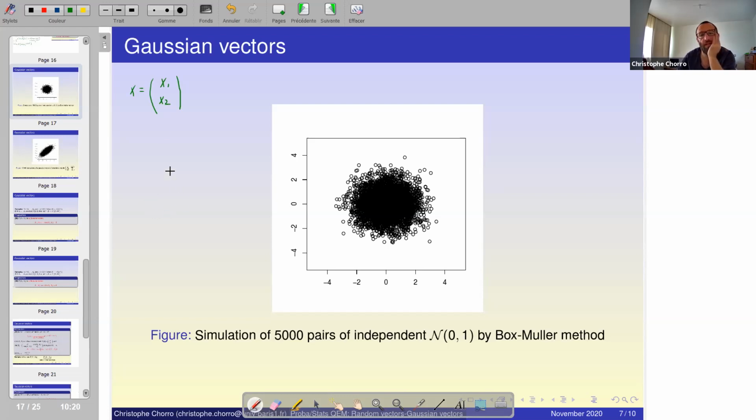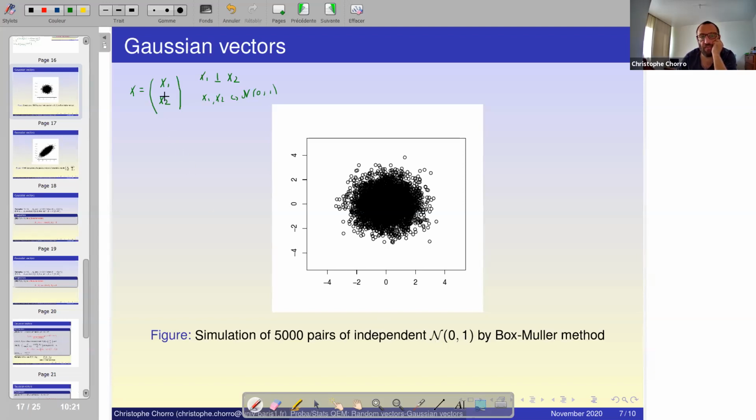This one, okay, and I suppose X1 and X2 to be independent, and X1, X2 that are N(0,1), okay? And what I have plotted here is a realization of this random vector. So I have plotted pairs of Gaussian random variables, okay? And I have done the plot of 5,000 pairs of N(0,1), okay?